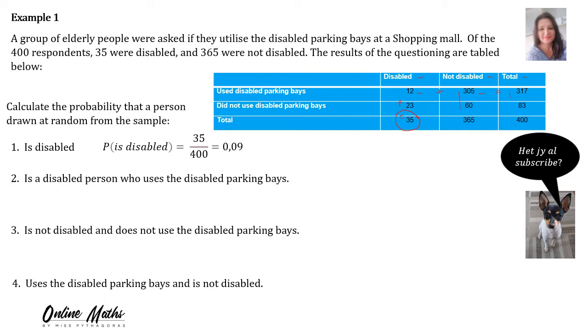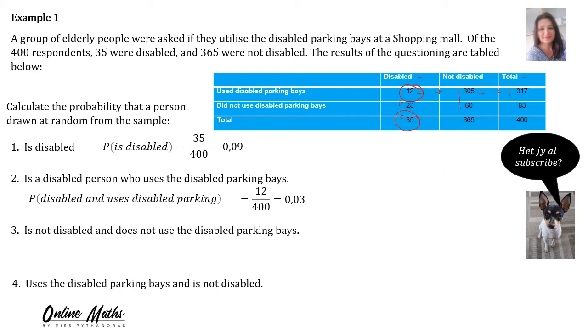Number 2, calculate the probability that a person drawn at random from the sample is a disabled person who uses the parking bays. So a disabled person who uses a parking bay is going to be this 12 out of 400, which is 0.03.